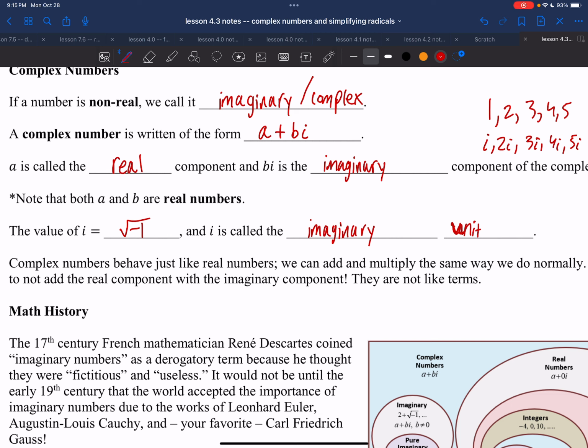Something to note about complex numbers is that they behave just like real numbers. All the stuff we can do with real numbers, you can pretty much do with complex. There's some differences here and there, but by and large, they behave mostly the same. And this is very helpful. It's interesting, but also helpful.